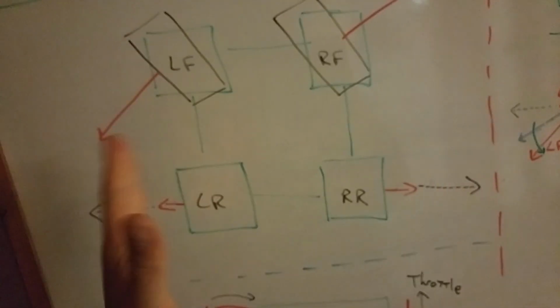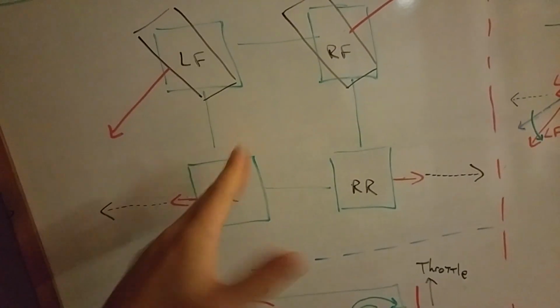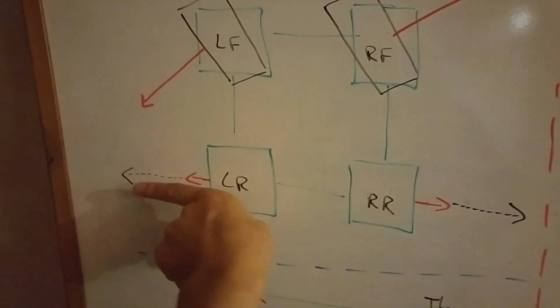And by the way, I'm assuming here that the rear wheels have zero toe angle, because if I had more toe in, this force vector, instead of pointing completely out, would point up this way a little bit. So we're ignoring toe on the rear, okay?